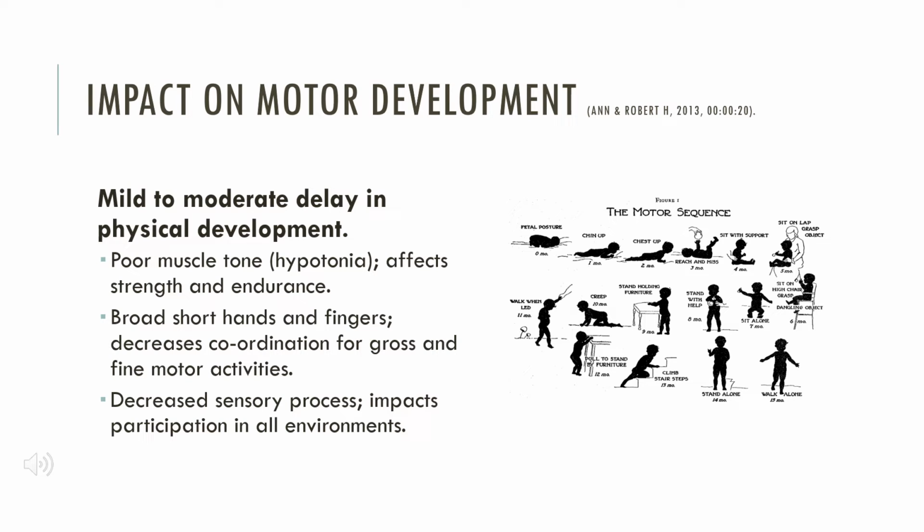Impact on motor development. There will be mild to moderate delay in physical development. This includes poor muscle tone, previously mentioned, hypotonia, which affects strength and endurance, broad, short hands and fingers, which decreases coordination for gross and fine motor activities, and decreased sensory processes, which impacts participation in all environments.